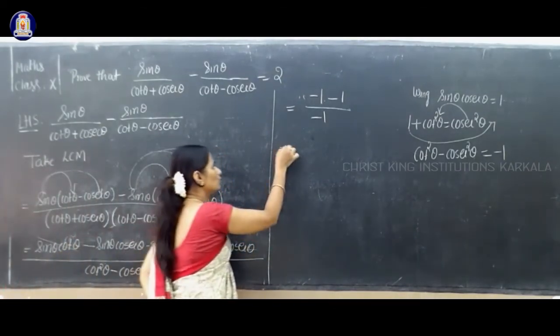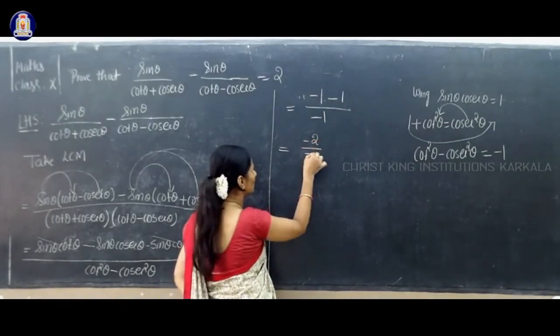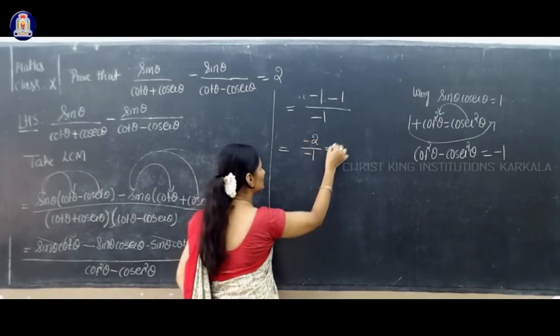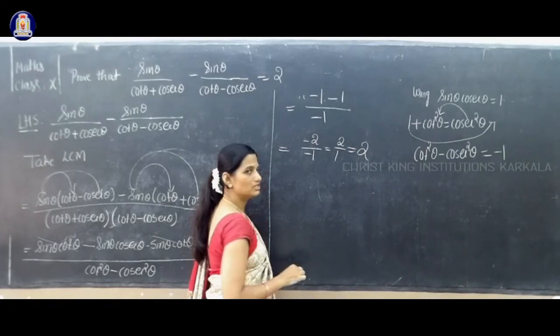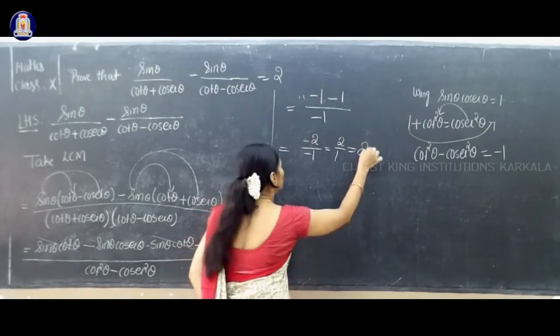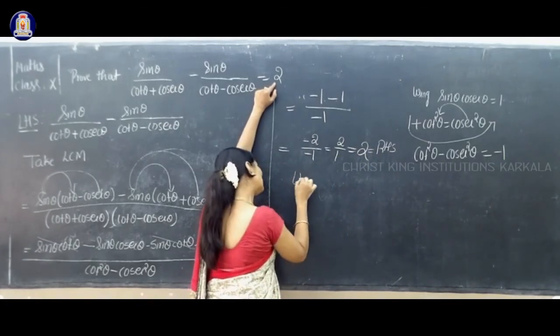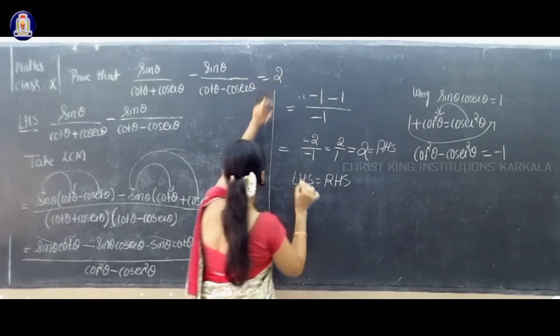So now next, numerator: minus 1 and minus 1 is how much here? Minus 2 divided by minus 1. Right? So minus and minus cancel. It is equal to 2 divided by 1. 2 divided by 1 is always equal to 2, which is equal to RHS. So therefore, LHS is equal to RHS. So therefore, write the conclusion.